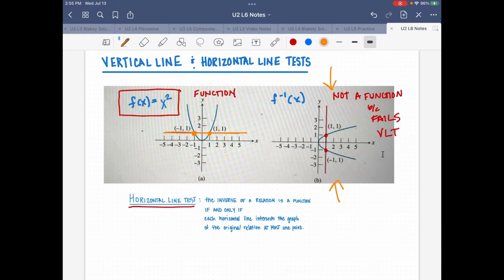So the definition for horizontal line test is right here. The inverse of a relation is a function if and only if each horizontal line intersects the graph of the original relation at most one point. So let's do a couple of examples.